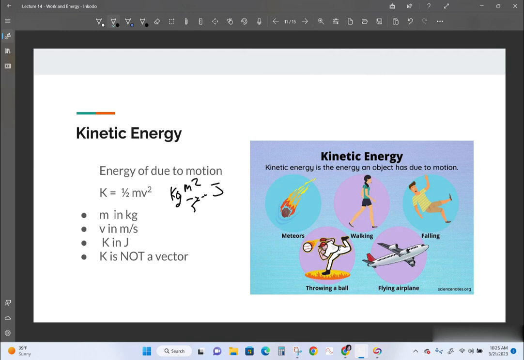So once again, kinetic energy is not a vector. Even though you might be traveling at positive 3 meters per second, when you multiply these two vectors, you're going to end up with a scalar quantity. So the work that you do throwing something is going to give it a certain amount of kinetic energy.